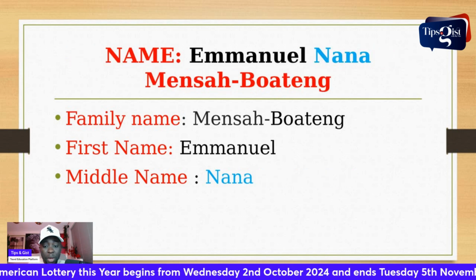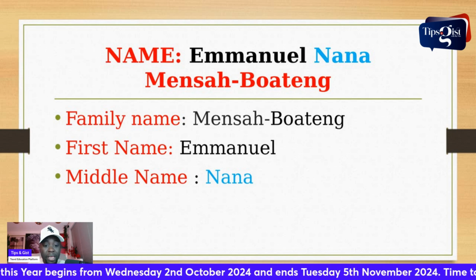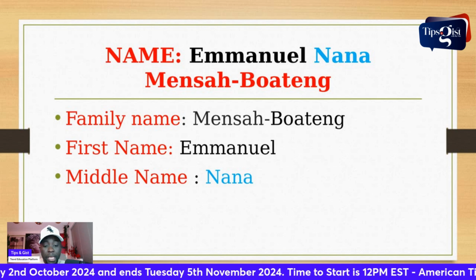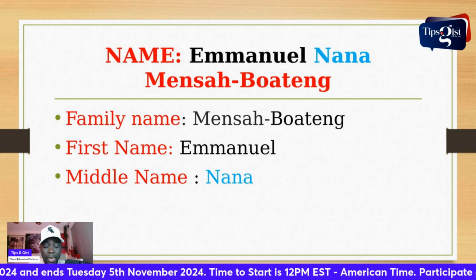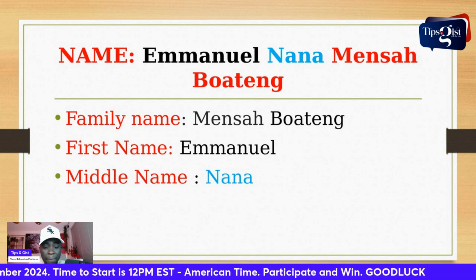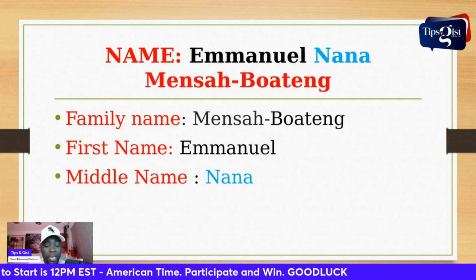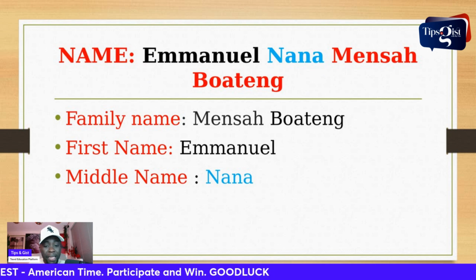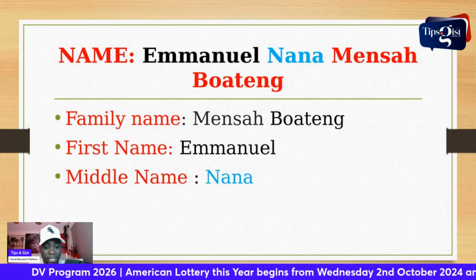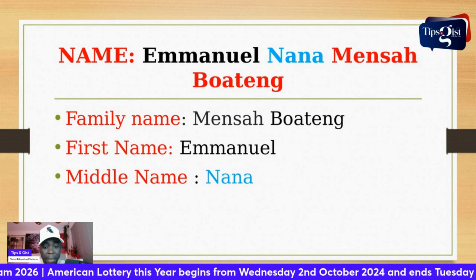Now you can see Emmanuel Nana Mensah Boateng. In this case, Mensah Boateng is the family name, the surname, or the last name, Emmanuel being the first name, then Nana being the middle name. Then another one, Emmanuel Nana Mensah-Boateng. So this one, Mensah Boateng was hyphenated, but this one, Mensah Boateng, is 2 names, but they are all the family name. Then Emmanuel being the first name and Nana being the middle name.